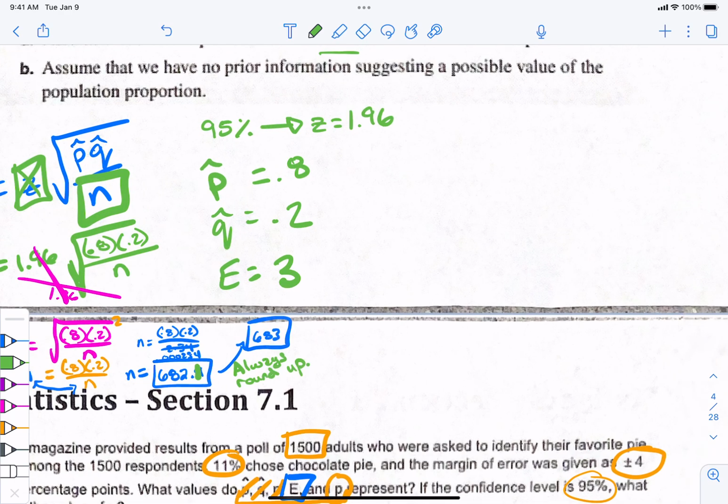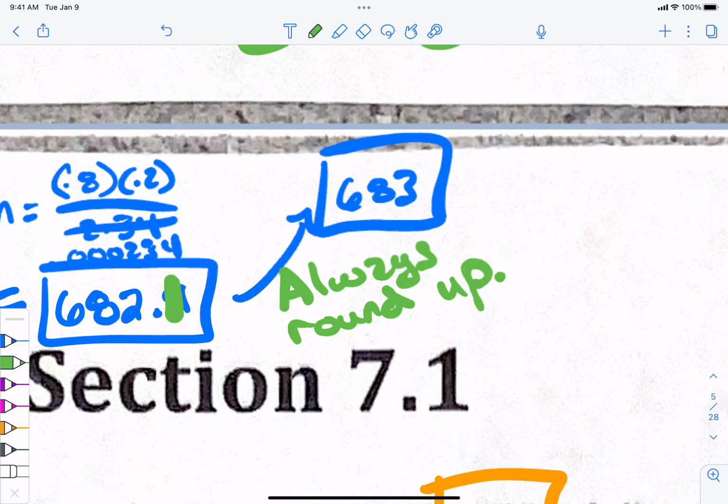Now, one more question. Here we go, keep them on their toes. 6.8. That medal was from my pen. It's 683. We're going to round it up to 683. We have to have a whole number of people.